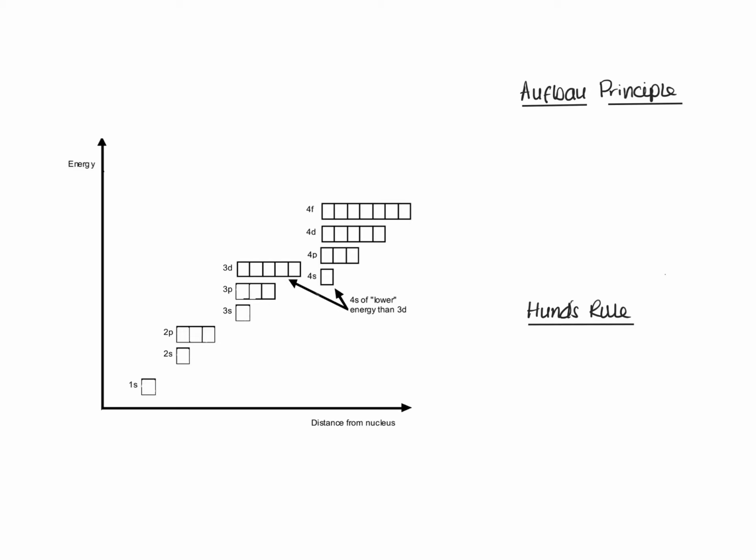Now, here's where it gets really confusing, because in general, we seem to be getting higher and higher energy. But after the 3p orbital, you'd expect the next highest energy to be in the d orbital, but it's not.